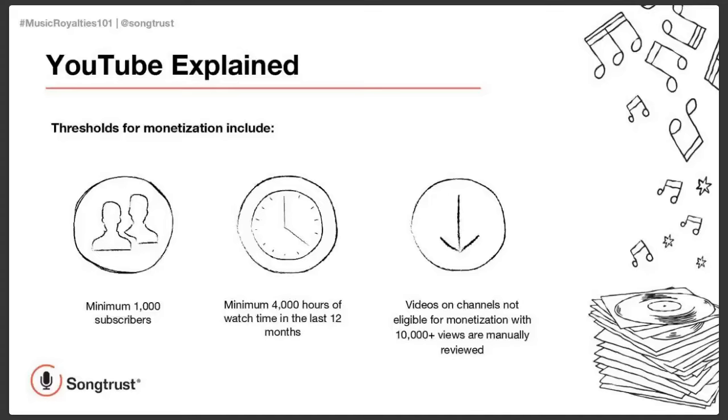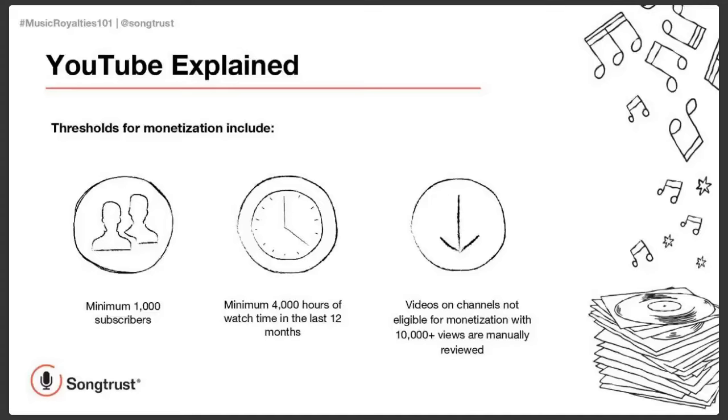And so here you'll see some of the thresholds for monetization. So earlier this year, YouTube put some of these thresholds into place. So now, in order for any video on YouTube's platform to be monetized, the channel that it's on has to have a minimum of 1,000 subscribers and 4,000 hours of watch time in the last 12 months. Otherwise, a video is not going to be monetized until it reaches both of those thresholds.